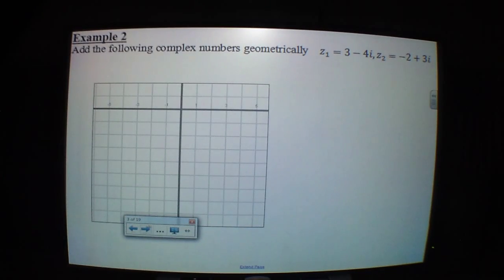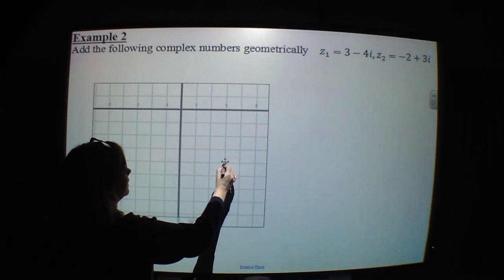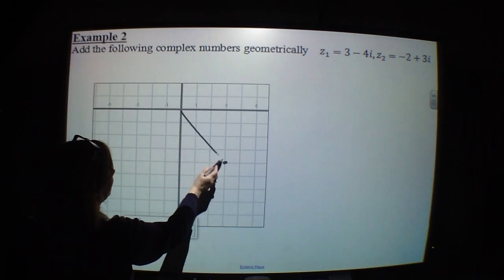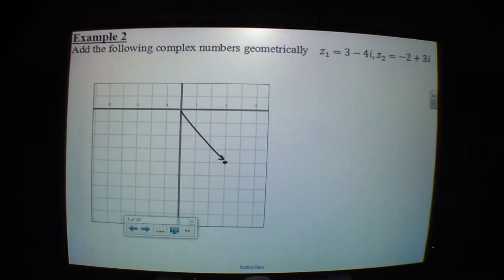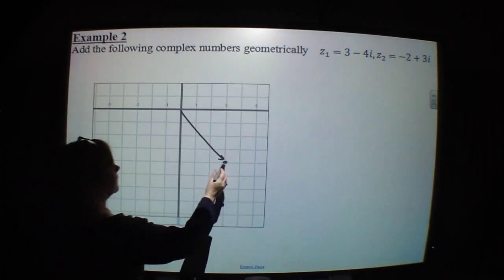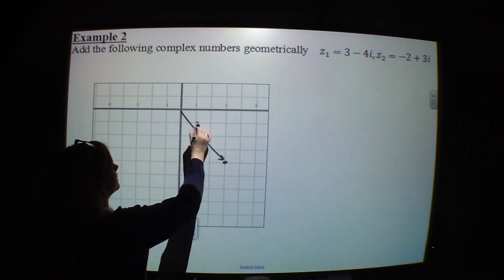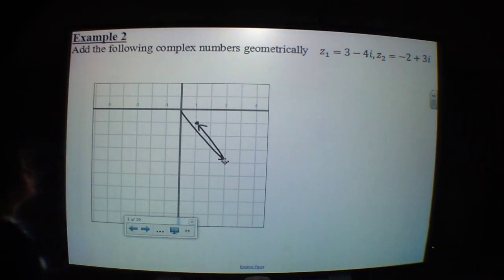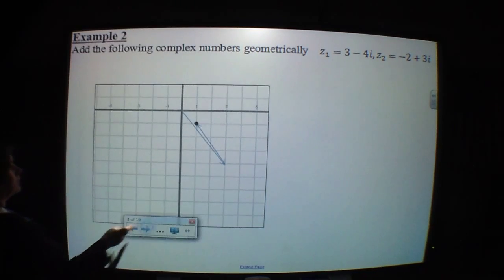Add the following complex numbers geometrically. So z sub 1 is 3 over and 4 down. From that point, here's where I'm going: from here to there to there. From that point, I am going to go 2 to the left and 3 up. Okay? So I'm going to go over to here. So that is adding them right there. That point there, that dot, is the result if I added the 2.